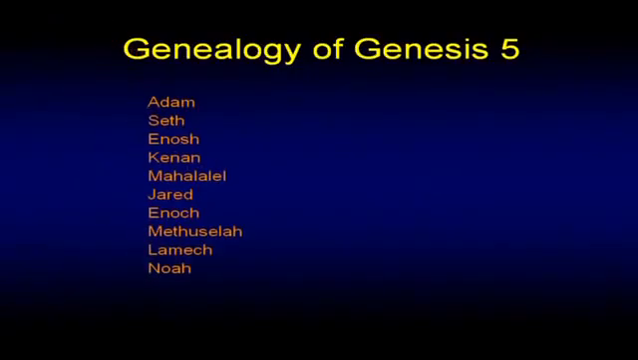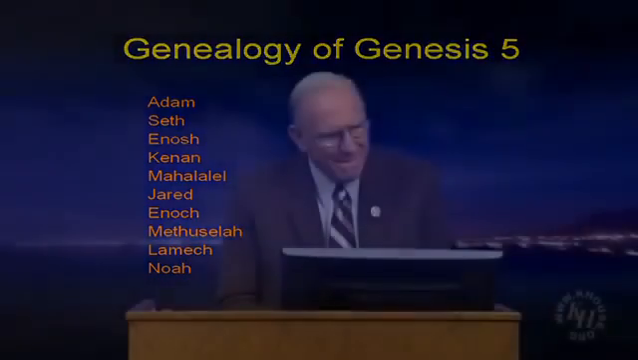Well, the trouble with Genesis 5 is it is a genealogy of 10 people: Adam, Seth, Enosh, Kenan, Mahalalel, Yared, Enoch, Methuselah, Lamech, and Noah. The problem is it's not translated for you. The words are transliterated. What that means is you have an approximation here of how they're pronounced in Hebrew. They're not translated.